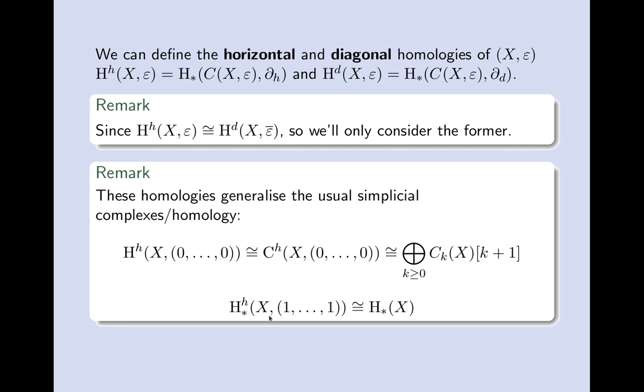On the other side, if we take the all-one, or all-black, coloring, we just get the standard simplicial homology of X. This is because if all vertices are colored black, then the horizontal boundary coincides with the usual simplicial boundary, and there is no filtration here, or more properly, all the filtration is concentrated in degree 0. So you get just a one-dimensional complex, whose homology is precisely the homology of X.